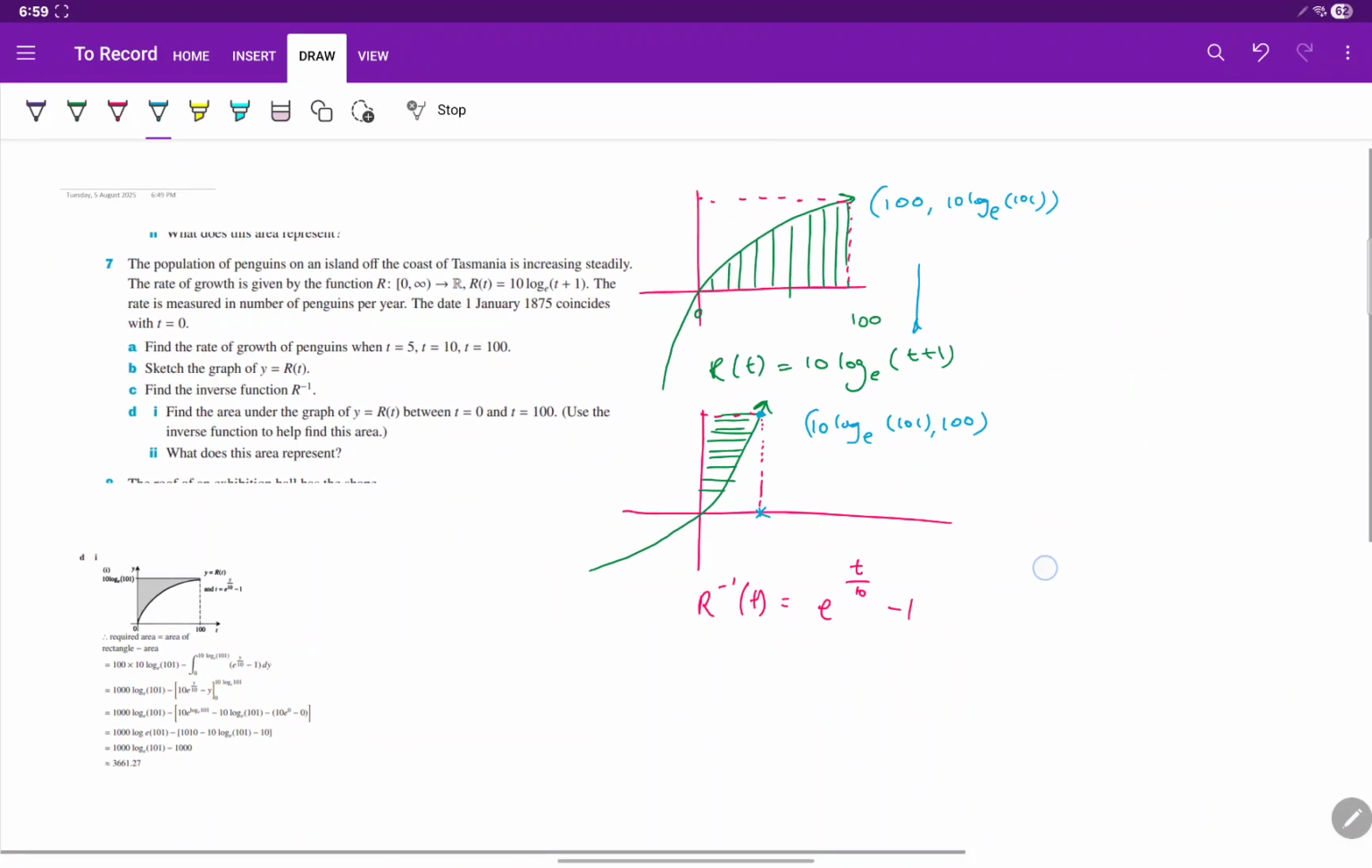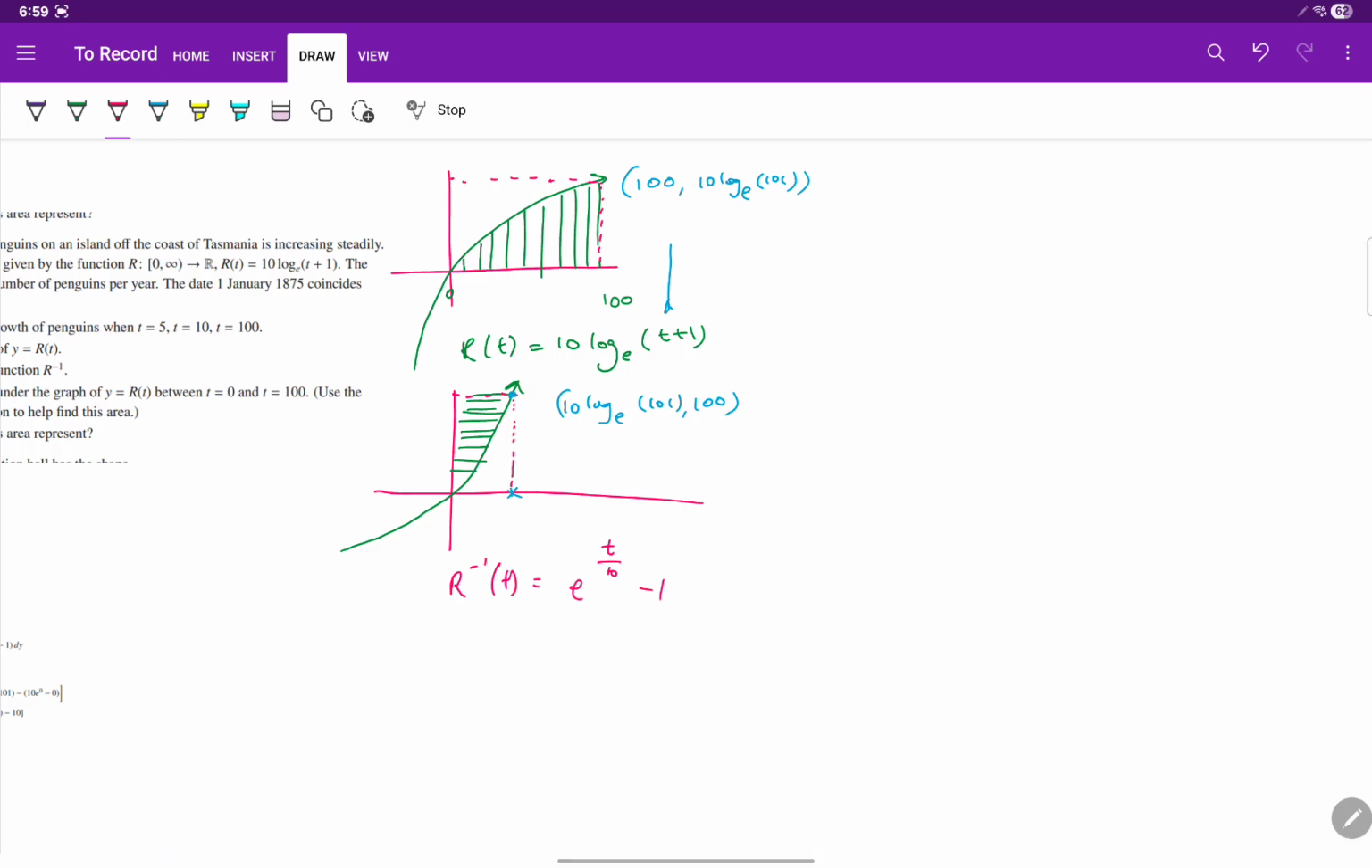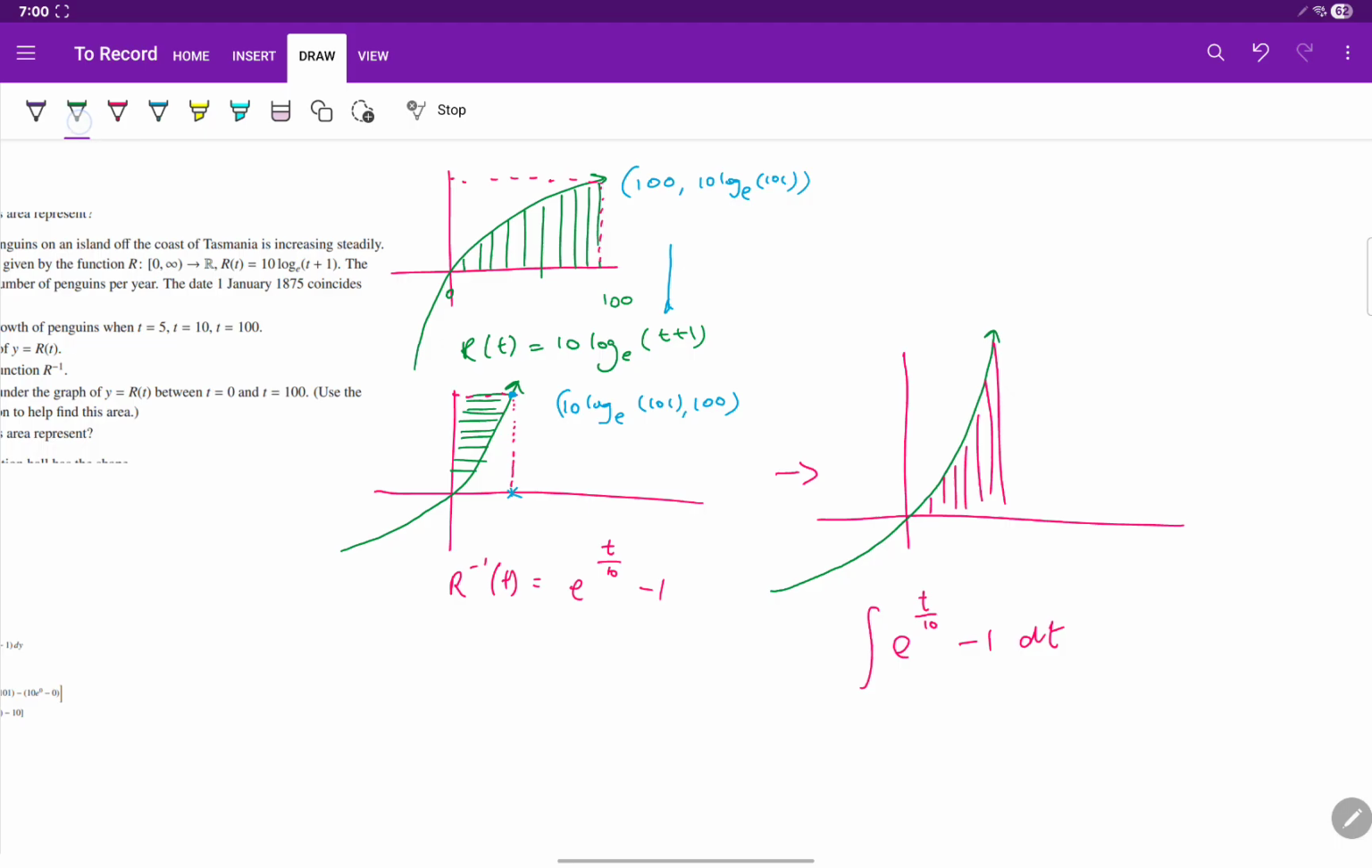Now the other thing we need to recognize is that when we find the inverse, if I just draw another diagram here, and I find the integral of this function, so if I find the integral of e to the power of t over 10 minus 1 dt, I'm finding this area here. So that small area down there is the integral of e to the power of t over 10 minus 1. But I don't want that area. I want this blue area that I've just highlighted here.